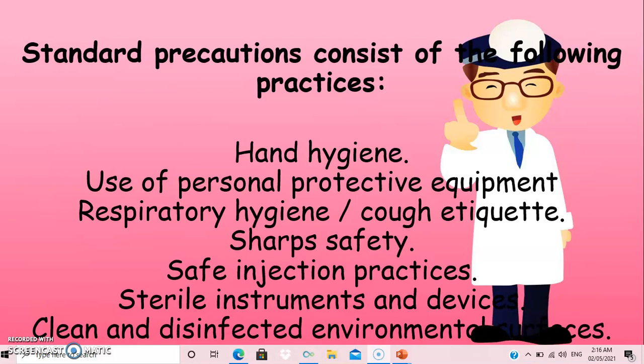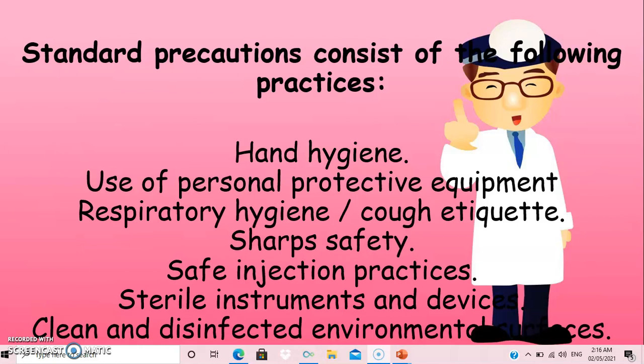First is hand hygiene. The aim of hand hygiene is to reduce the number of microorganisms on your hands, particularly transient flora, which may present the greater risk for infection transmission. And the second one is the use of personal protective equipment like masks, gloves, and etc.